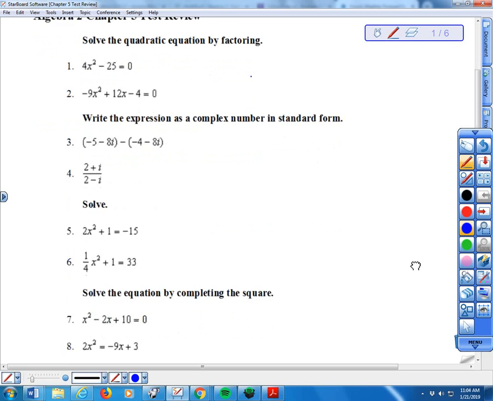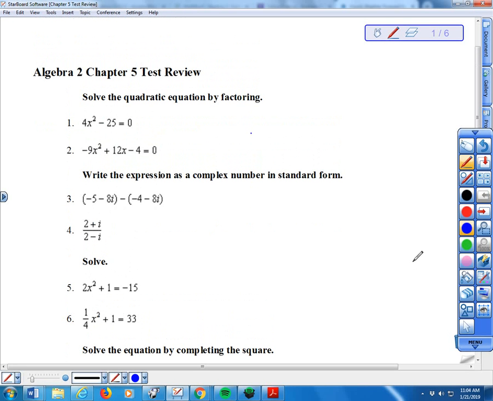So let's go with the first one. Solve the quadratic equation by factoring. The fact they tell me to solve it by factoring lets me know that they're both factorable. Okay? And they're both factorable using the techniques we learned in section 2, which was the special factoring techniques. The first one's a difference of two squares.